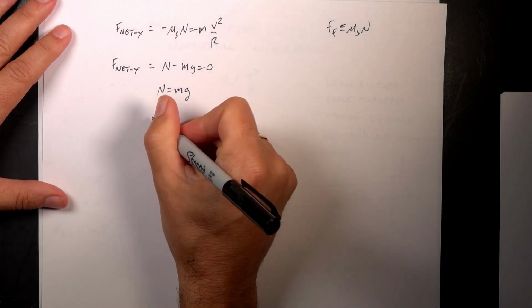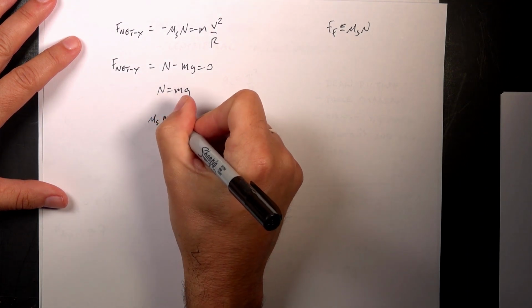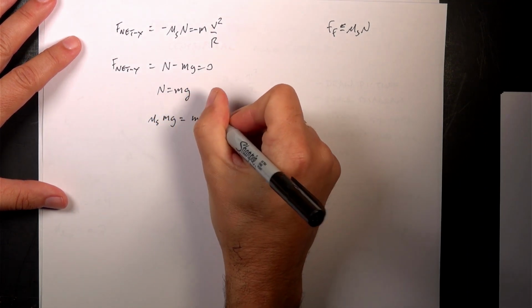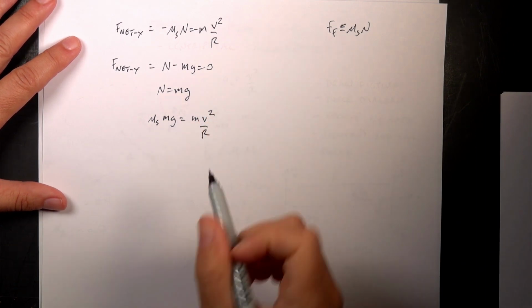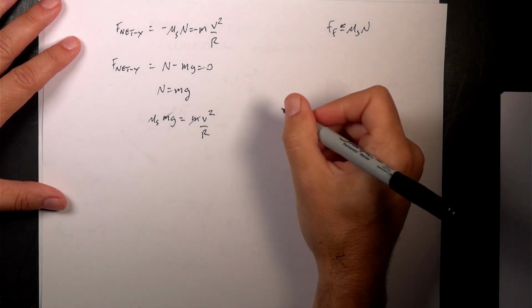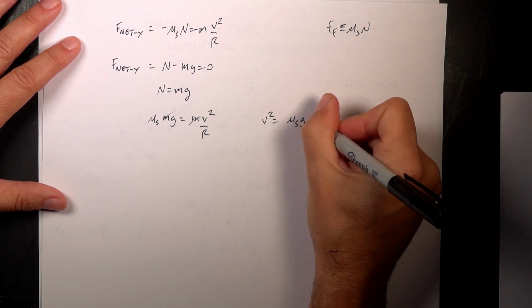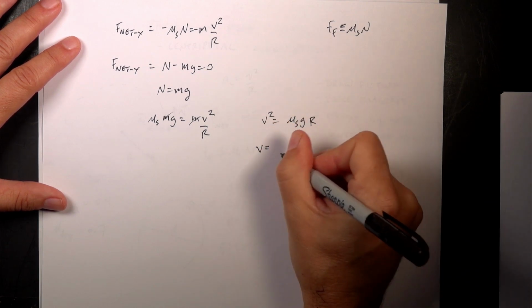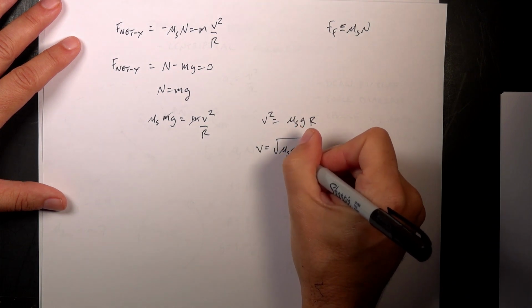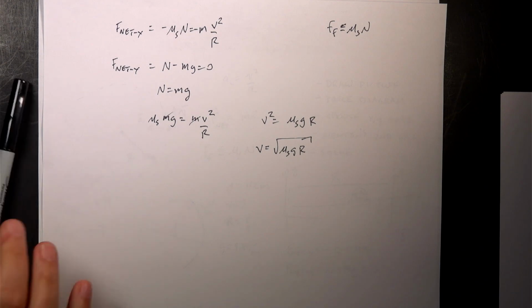Now I can plug in that n up here. I can put mg, so I'm going to cancel the negatives because they're on both sides. Mu s mg equals m v squared over r. Check this out. The mass cancels, so that's kind of nice. I'm going to multiply both sides by r, and I get v squared equals mu s g r. Take the square root. V is going to be the square root of mu s g r. Okay, let's calculate this, and then we can convert that to miles per hour just to see what it looks like.